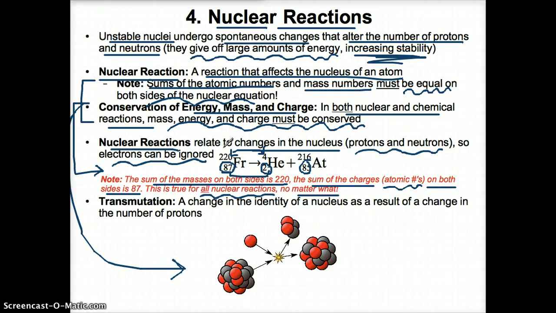All right, now what I just showed you here with Fr-220 changing all the way down to At-216 is something called a transmutation, where you have a change in the identity of the nucleus because of a change in the number of protons. Since you're changing the atomic number, or the number of protons, from 87 to 85 here, you're changing the identity of the nucleus from Fr in the reactants to At in the products. And you're also releasing alpha particles, which we'll learn about later, or helium-4 nuclei in the process.